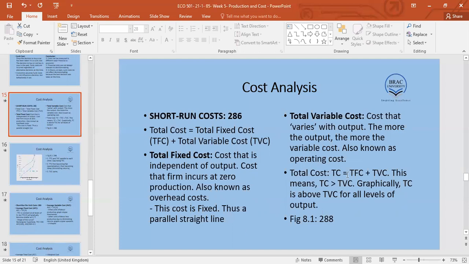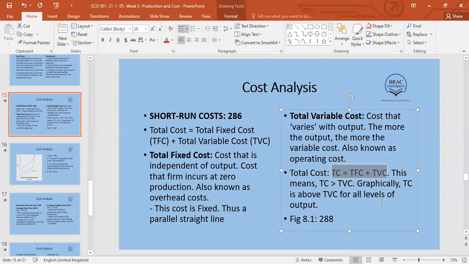So what we have is total cost is equal to total fixed cost plus total variable cost. Total fixed cost will always be greater than zero. So total cost is always greater than total variable cost. This is the mathematical relationship, but we want to visualize this relationship. When we say total cost is greater than total variable cost, graphically, total cost will always be above total variable cost, whatever the levels of output.